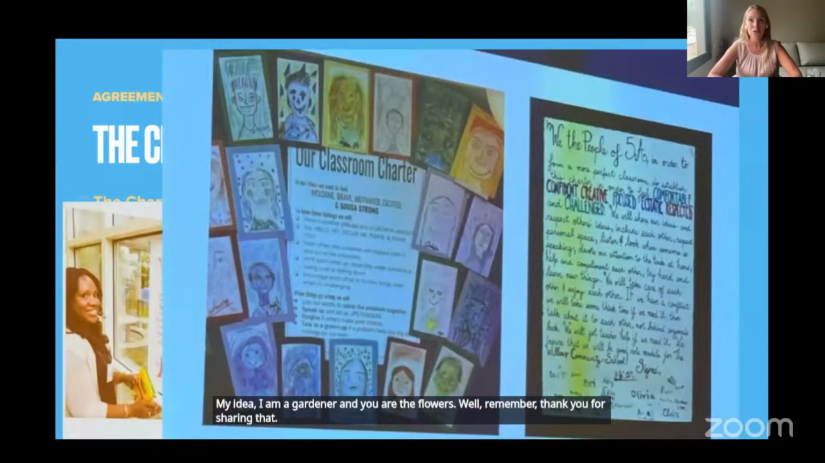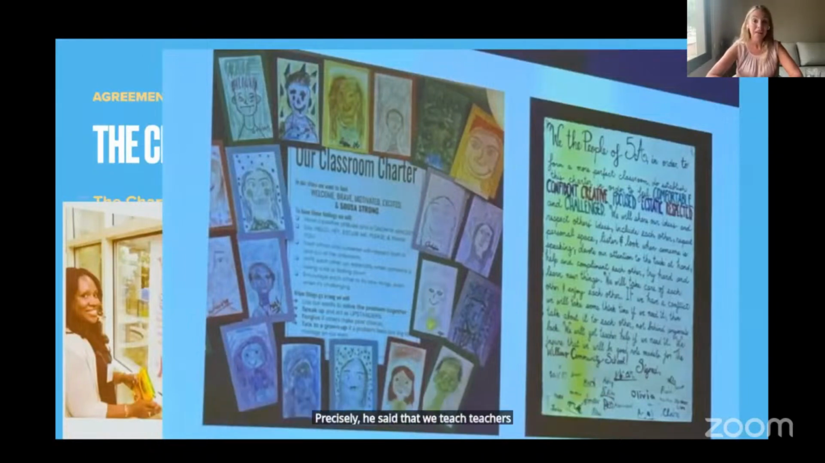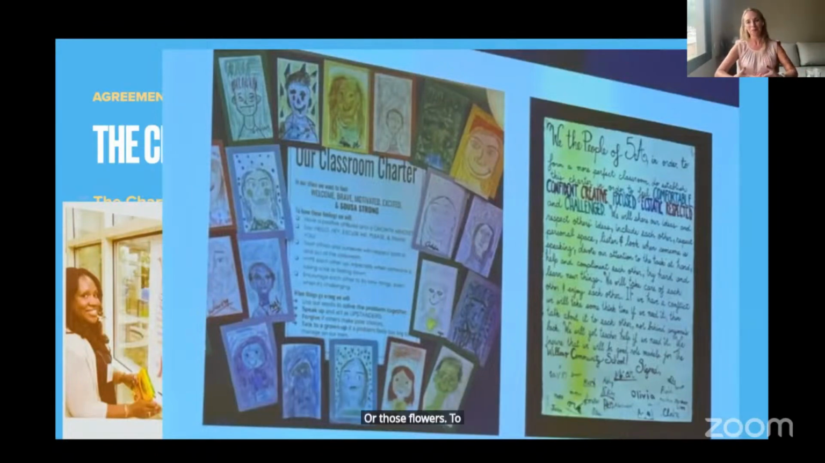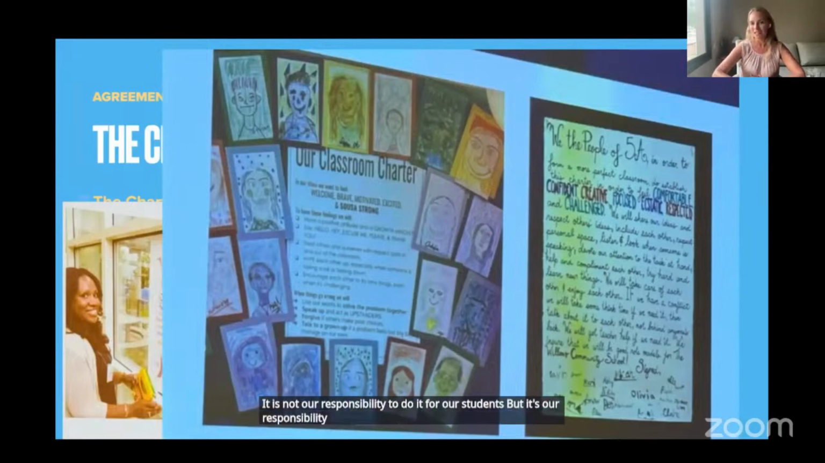Remember our beloved Dr. Ken Robinson, and he used to say something that I love and that marked my life as a teacher. Precisely, he said that we teachers are gardeners. Our responsibility is not to make the flowers grow, but to create the right environment for students to flourish, for those flowers to grow and develop, right? It is not our responsibility to do it for our students, but it's our responsibility to create the right environment for that to happen, right?